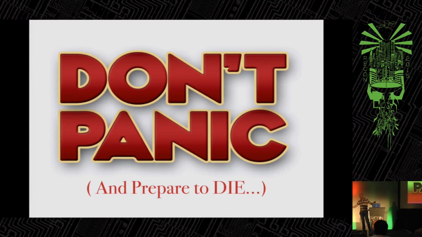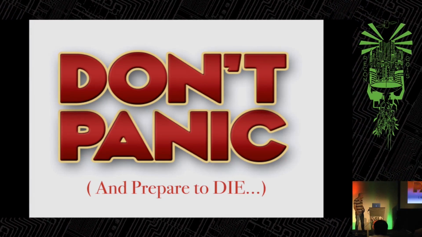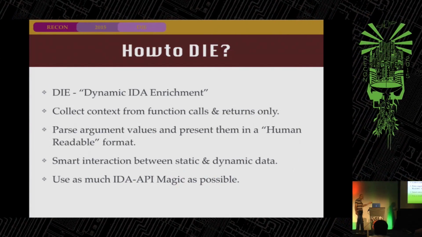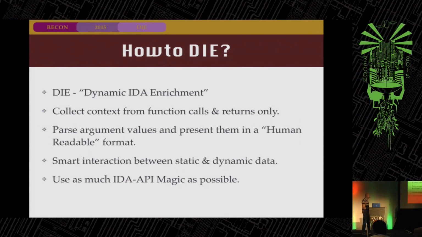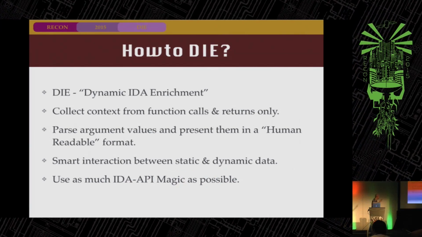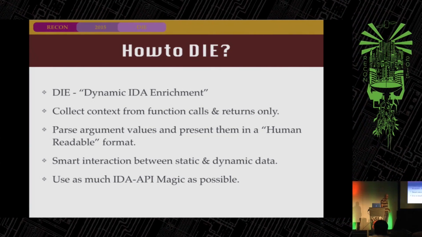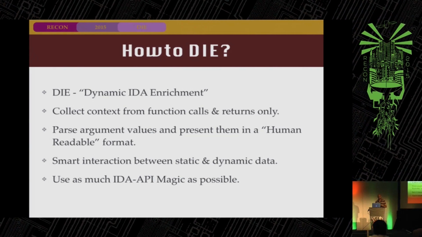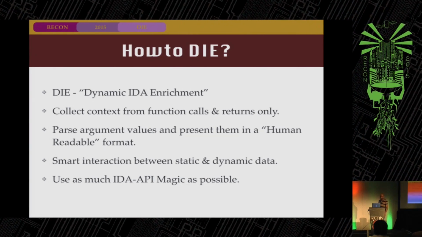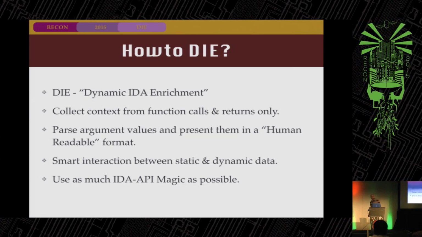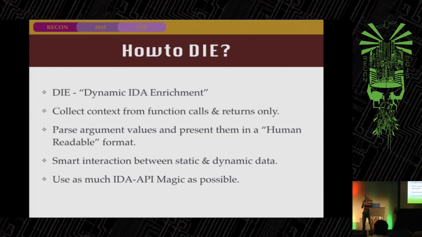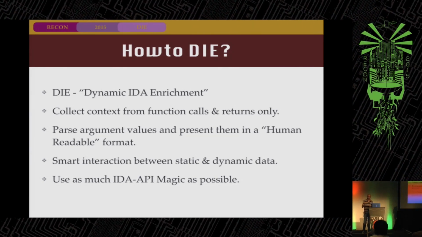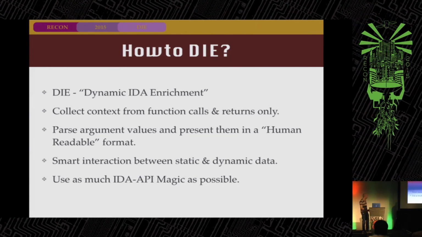So I hope you are prepared to DIE. DIE is my plugin that I designed to solve this problem. It's called DIE because it's a Dynamic IDA Enrichment framework. And what it does is take a very similar approach to the one FunCap did. It collects context from function calls and function returns. And once those raw values come back to me, I try to parse them in some kind of human-readable way. That's the best definition I can find for it.